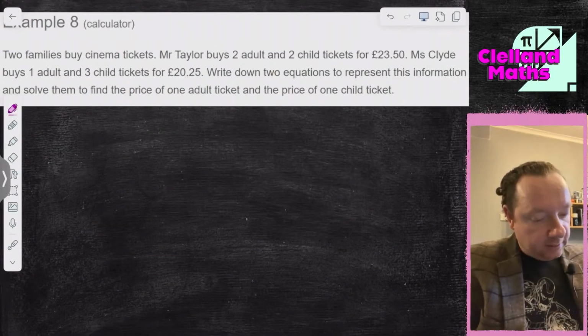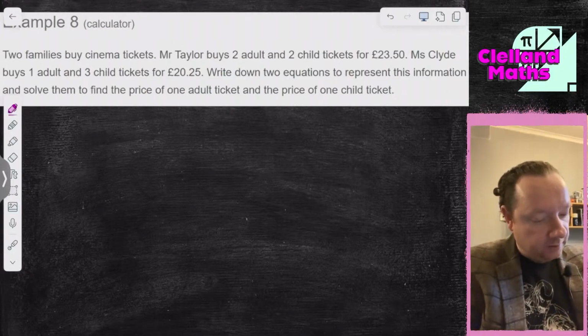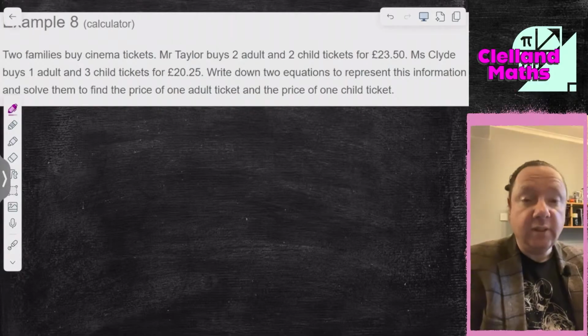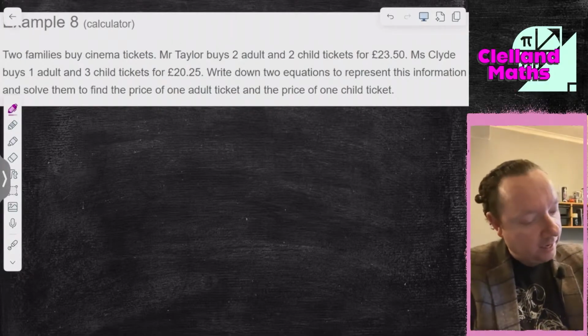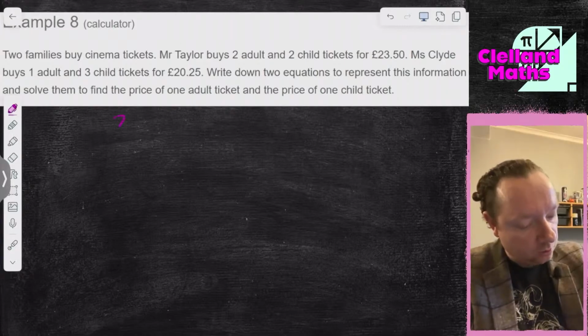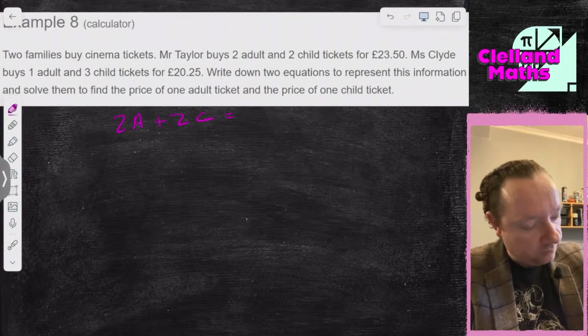Example 8. 2 families buy cinema tickets. Mr. Taylor buys 2 adults and 2 children for £23.50. Mrs. Cloud buys 1 adult and 3 children for £20.25. Write down 2 equations and solve them. So this is your usual writing equations. So that's A and C for adults and children. So 2 adults and 2 children equals £23.50.